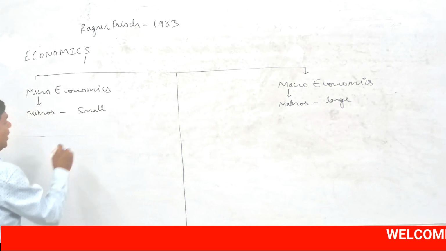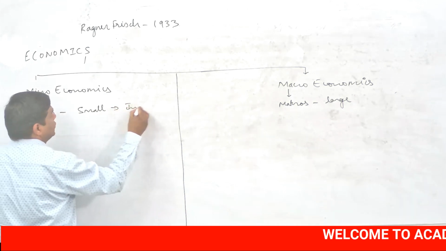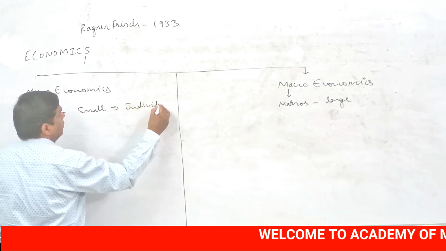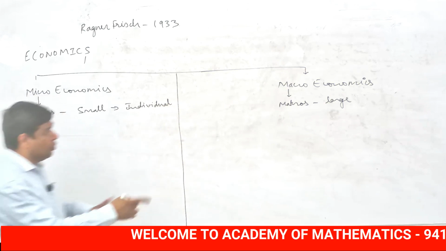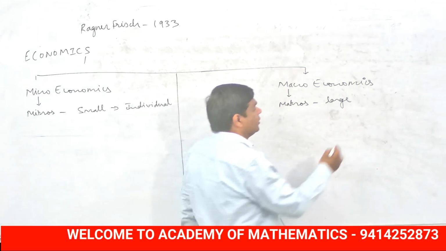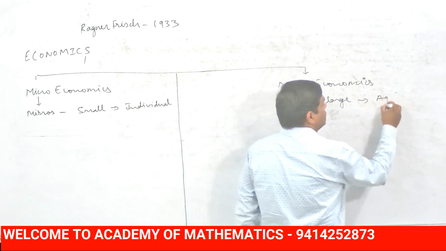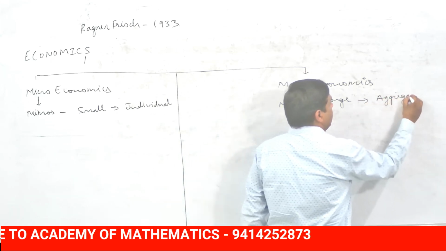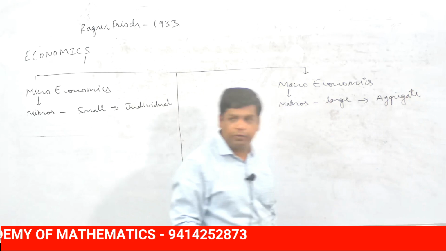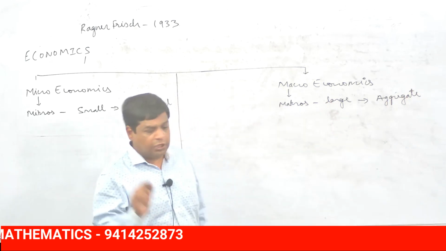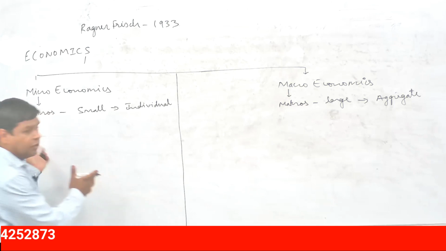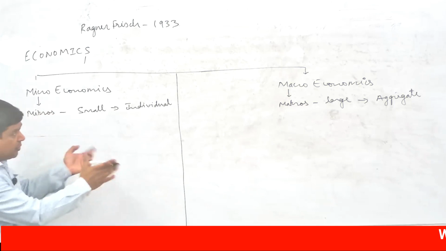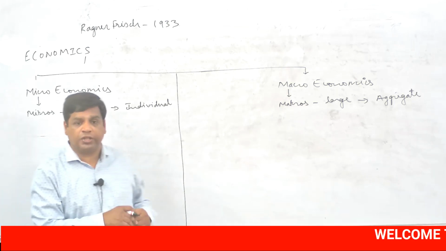The term micro deals with the individual. The word macro deals with the aggregate. That is, large means aggregate, students. Aggregate here means sum total. माइक्रो जो है वो डील करता है इंडिविजुअल के साथ, जबकि मैक्रो सबको साथ लेके चलता है स्टूडेंट्स.